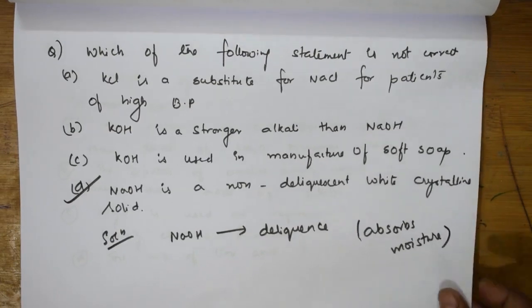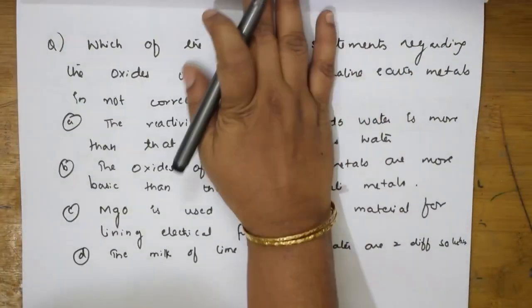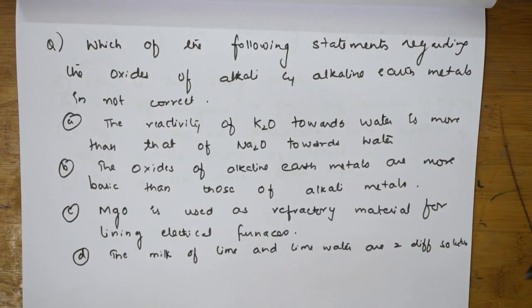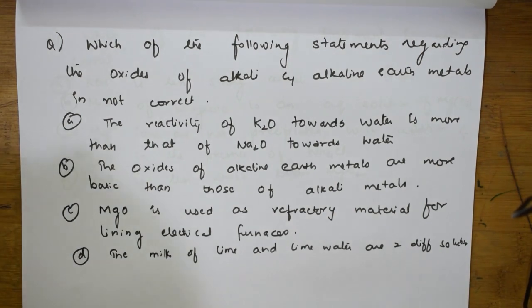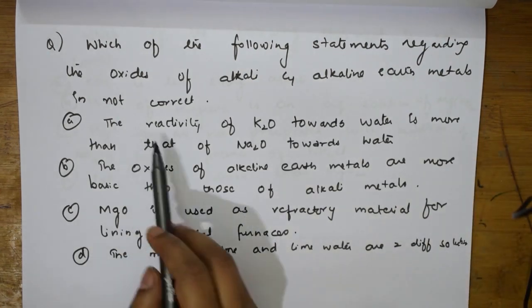Right, so let us see the next question. What is the next question? Which of the following statements regarding the oxides of alkali and alkaline earth metals is not correct? Right. So what do they give me? They've given a very big question. Let us read one after the other. What should I do? Which is not correct? I should find which is wrong in this.